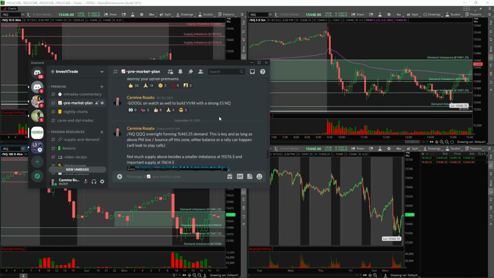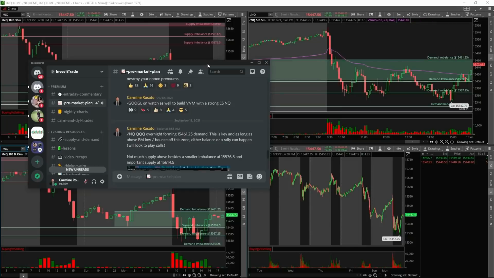First thing I want to get into is the NQ and ES action because there's a lot to learn, a lot of lessons to go over to understand the auction a little bit better and the type of analysis that needs to be done. So let's first get some more context in the pre-market plan. Overnight, we had a demand zone at 15461, which is this green box up here. I'm looking for us to hold above pre-market lows or bounce off of this zone to either balance or rally, and I'm going to be looking to play calls.